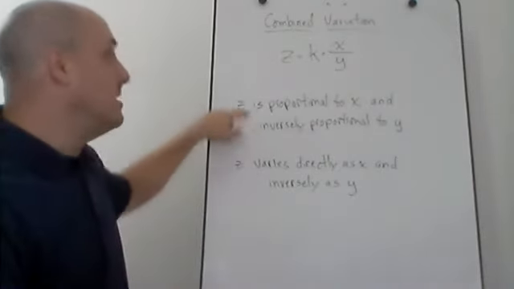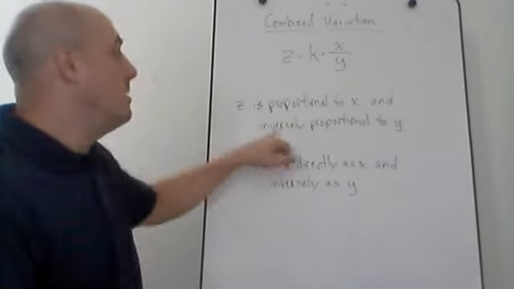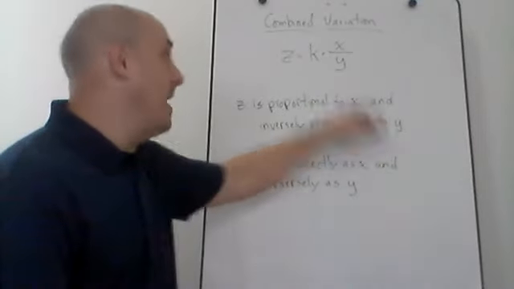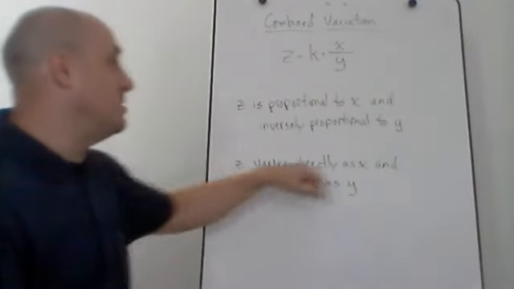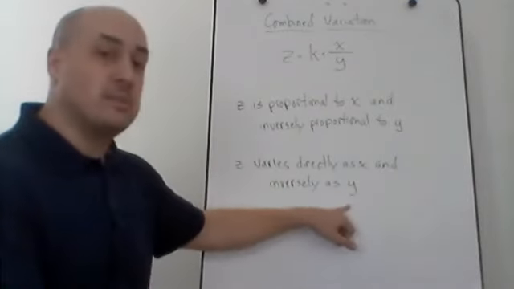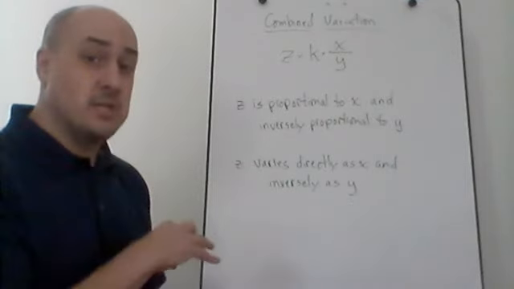So in this case, z is proportional to x, right? Because that k is multiplying the x in the numerator, but it's inversely proportional to y. That's why that y is getting divided. Right? Or we can say that z varies directly as x and inversely as y. Right? Direct variation is multiplication, inverse variation is division.